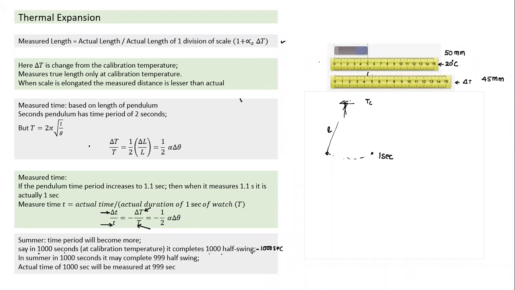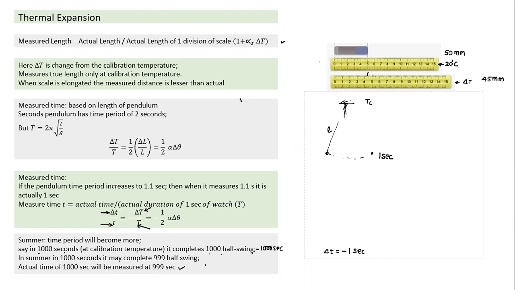In summer L becomes more, so it takes a little more time to complete a half swing. If it takes more time, in 1000 seconds it will not complete 1000 half swings. Say it completes 999 half swings. What does it mean? An actual duration of 1000 seconds will be measured as 999 seconds by this watch. Notice, as the time period becomes more, the measured time becomes less. What is delta t in this example? Delta t is equal to minus 1 second.